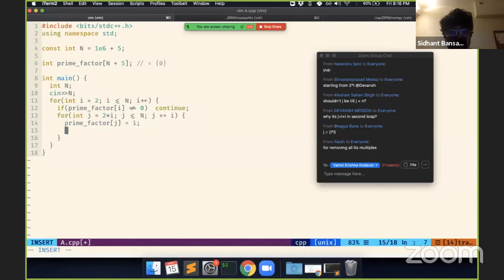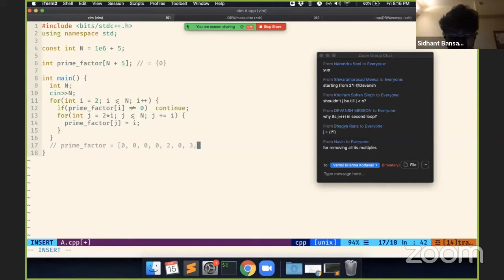After this runs, your prime factor array will probably look like this. We don't care about the 0th value, it will be 0 actually. 1 will also be 0. 2 will be 0. What will 3 be? Again 0. What will the 4th element be? Value 4 will be 2. Value 5 will be 0. Value 6 will be 3.